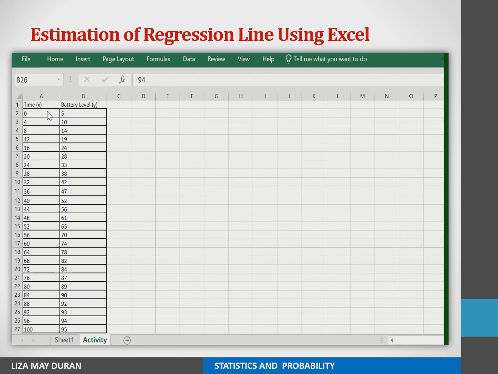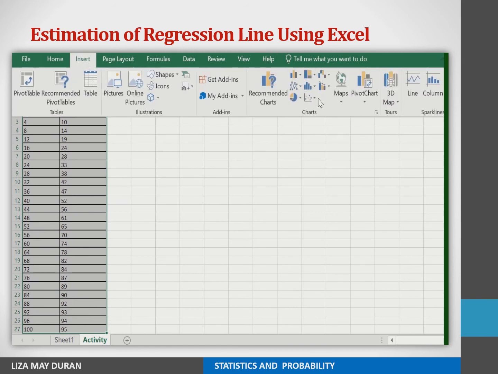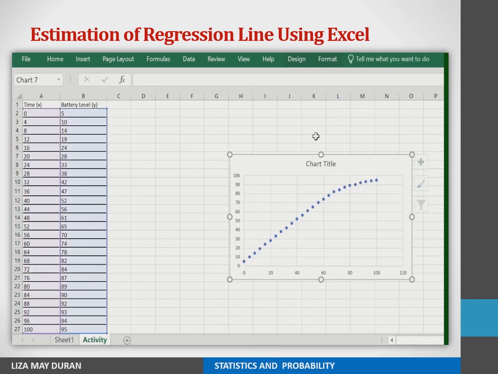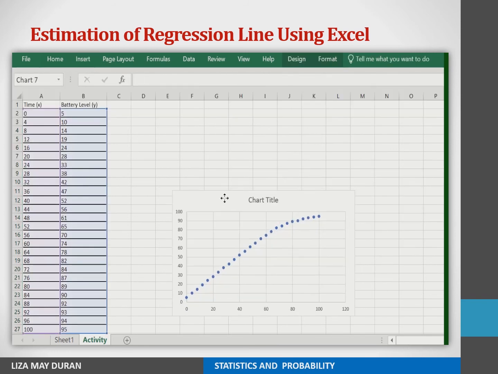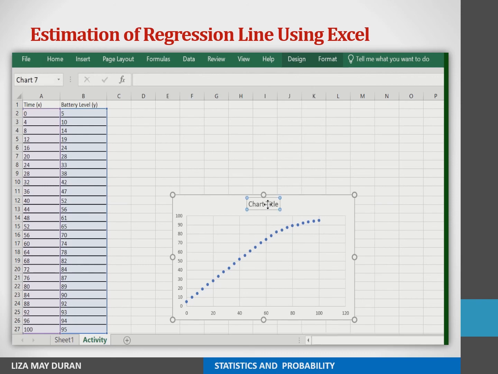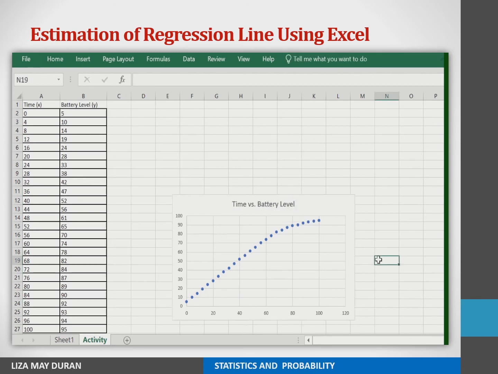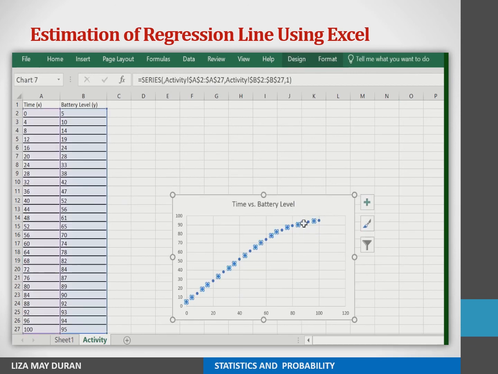Okay, so the first thing that you have to do is highlight these values with their respective pairs. Then you click Insert and go to the scatter plot diagram. You click this one. You can actually change the title of the scatter diagram, for example, time versus the battery level. Okay, so that's it.